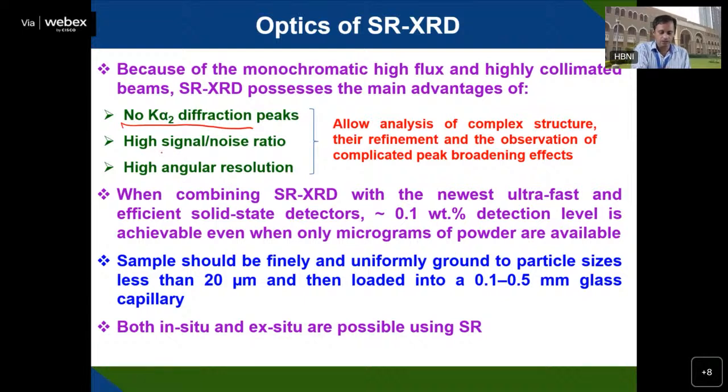And then the signal to noise ratio is much higher, the noise is substantially reduced, and there is high angular resolution. You get better information by allowing analysis of complex structures. Using proper refinement, you can even identify the peak broadening effect using synchrotron radiation. The detection limit here is 0.1 weight percent, whereas in normal XRD below 2% it's quite difficult to detect if you have a solid structure, like something doping into another material. So identifying dopant concentration is quite easy with synchrotron radiation.